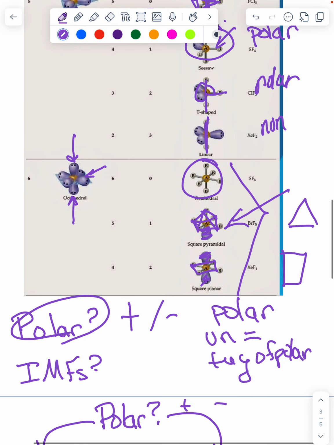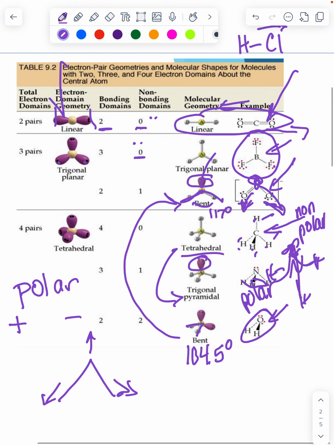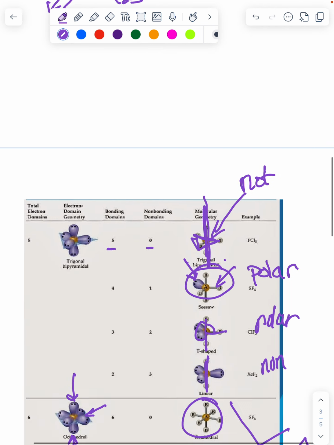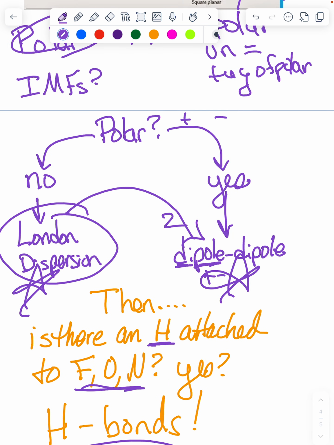So if you can draw the Lewis structure, you should be able to determine the electron geometry. You should be able to then go to the molecular geometry, and you should be able to ask yourself, is there a region of positive, negative? If so, it's polar. And from there, you should be able to determine what intermolecular forces there are. I hope that helps you a little bit.